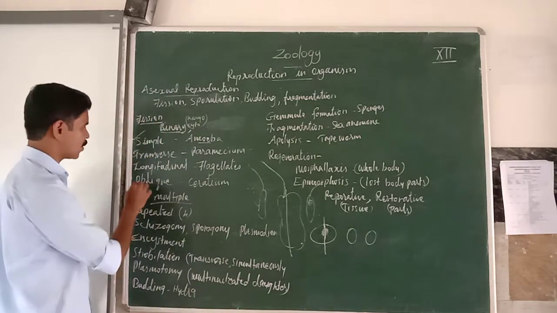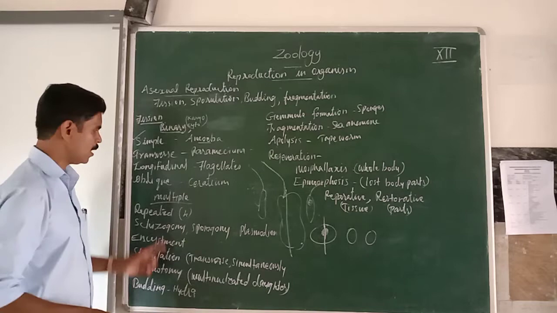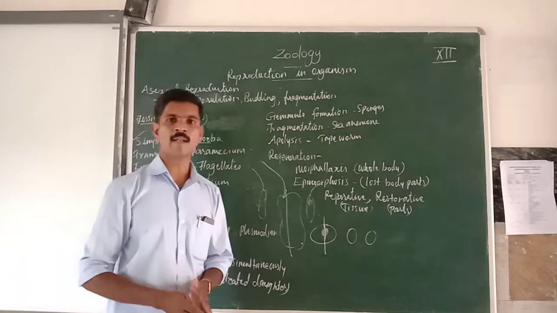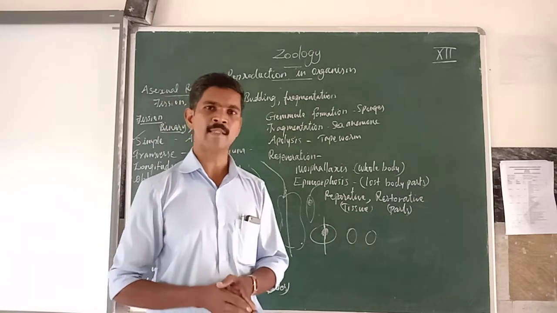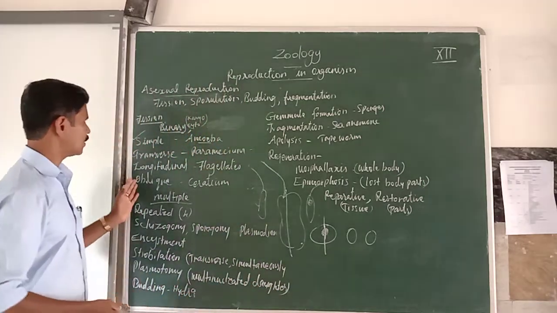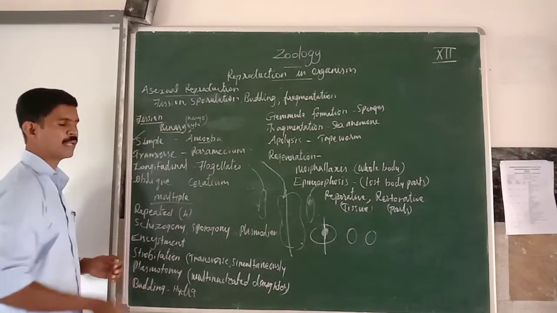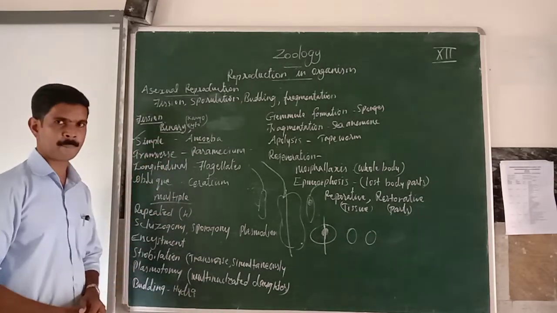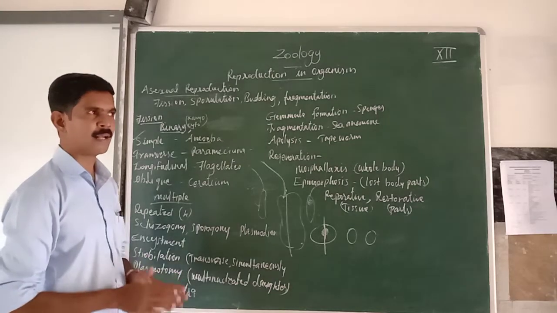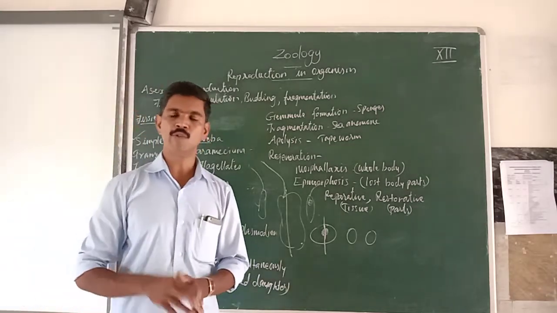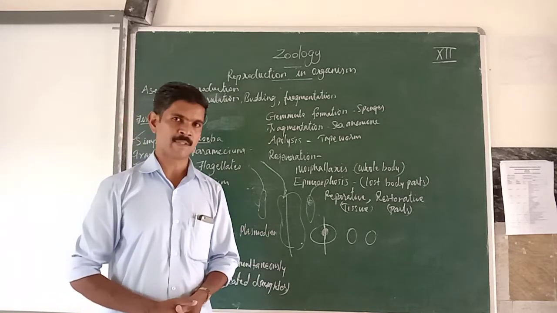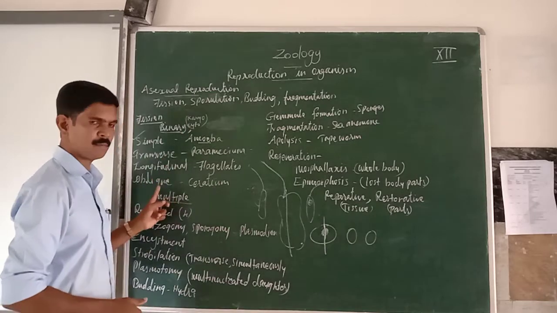Then the next one is oblique binary fission. Example, Serratia. In this organism the fission axis occurs in an oblique direction. So these are the four types of binary fission. Now we have completed binary fission. Students, binary fission means a single parent organism divides into two young organisms. And these are the four types of binary fission.